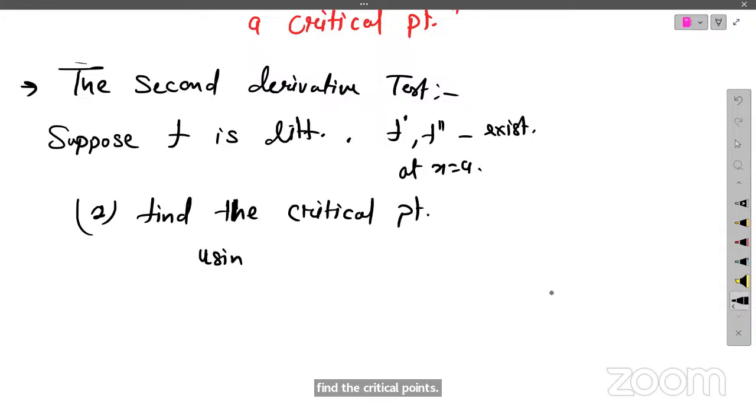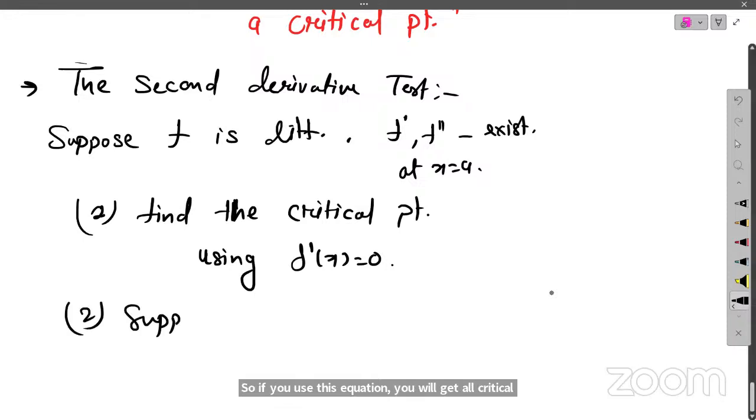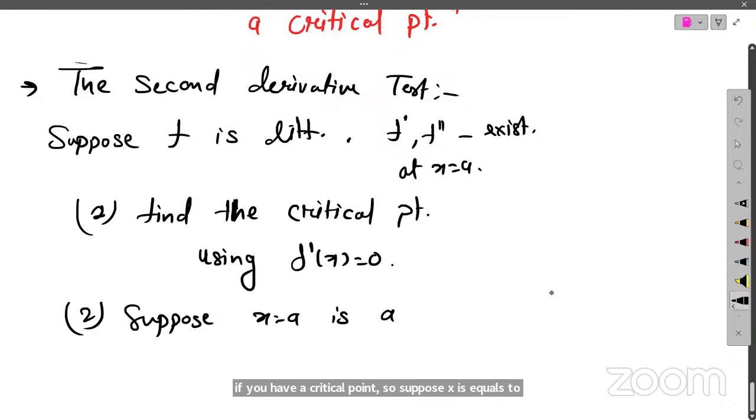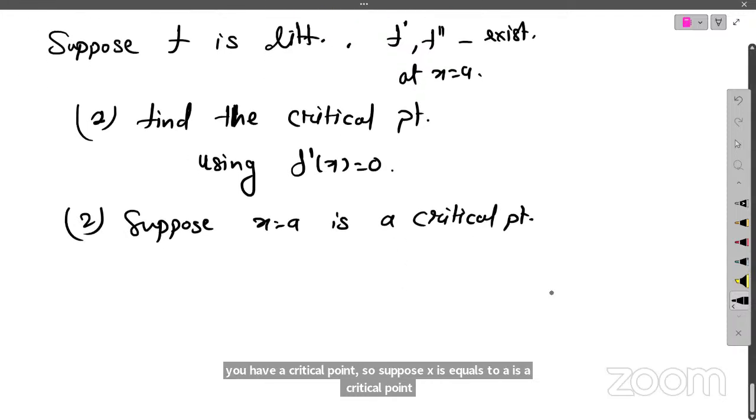Using this particular equation, f dash at x is equal to 0. So if you use this equation, you will get all critical points. Then the second thing: suppose x is equal to a is a critical point. Then we will look at the sign of the second derivative at this particular x is equal to a.